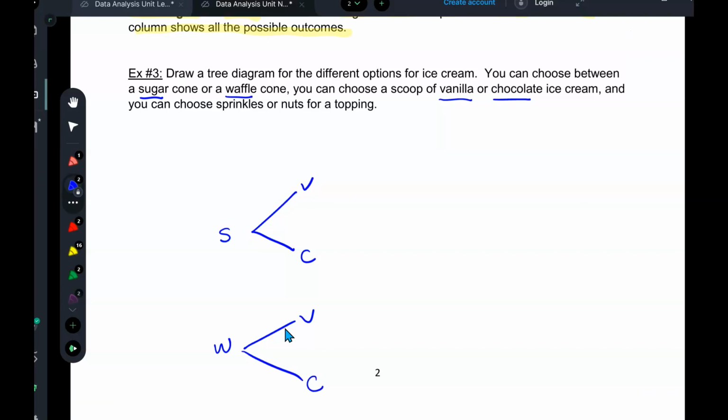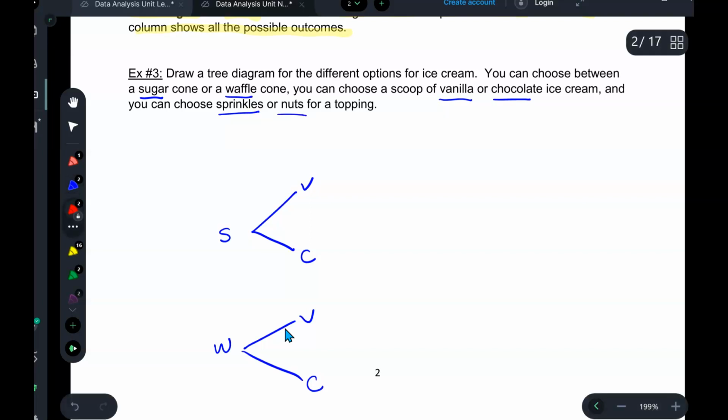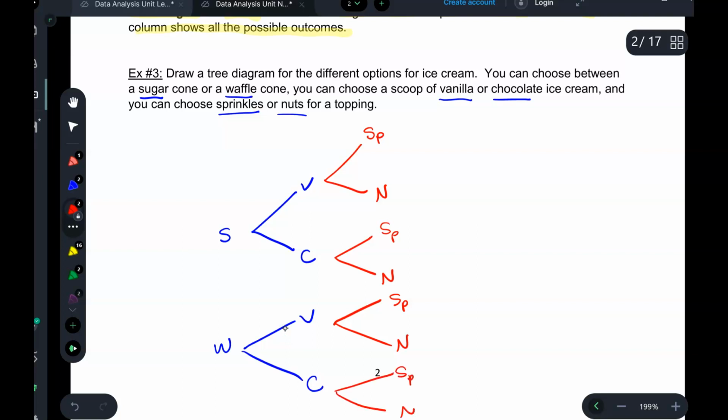And lastly, we can have sprinkles or nuts. So we're following this first line. You can have a sugar with vanilla, and then you can have sprinkles, I'll just do SP, or nuts. You can have a sugar, chocolate, then sprinkles or nuts. You can have a waffle cone with vanilla, with sprinkles or nuts. You can have a waffle cone with chocolate, with sprinkles or nuts.